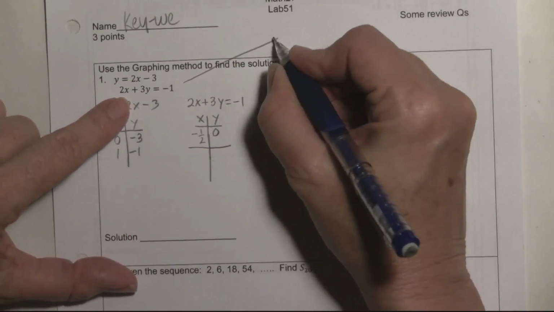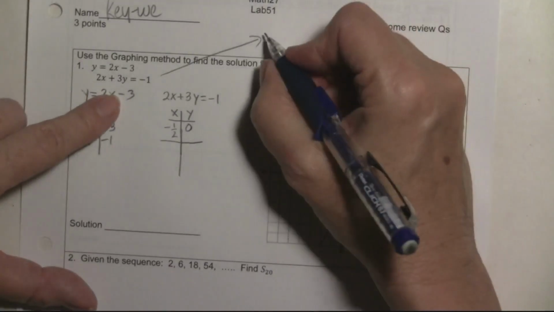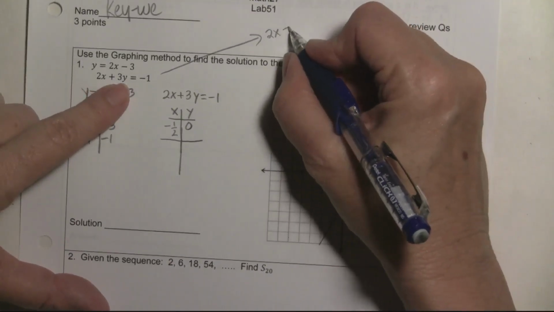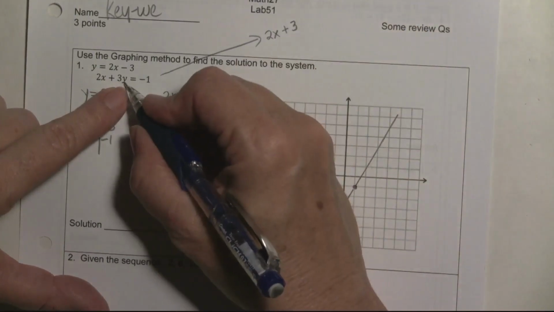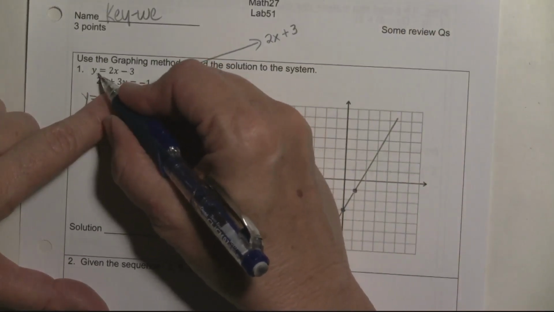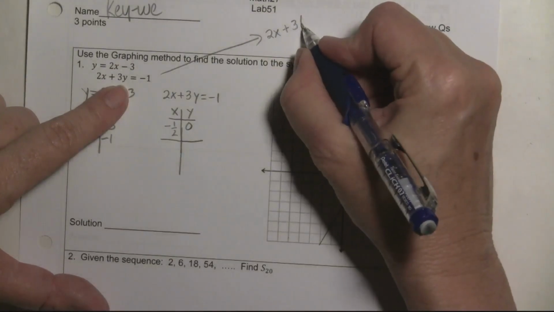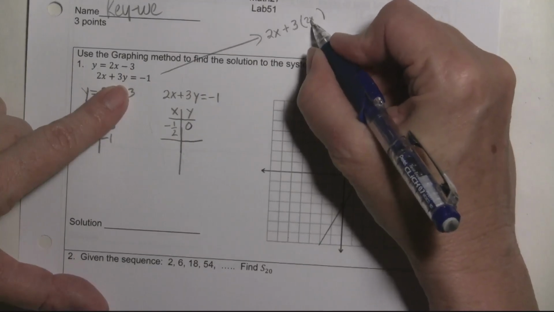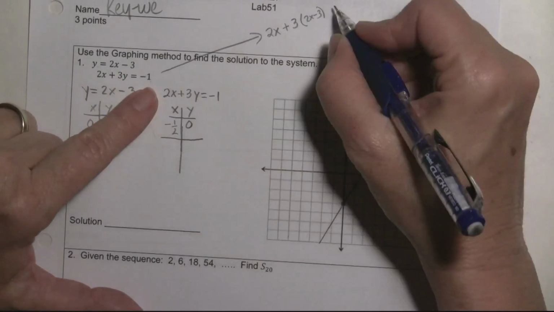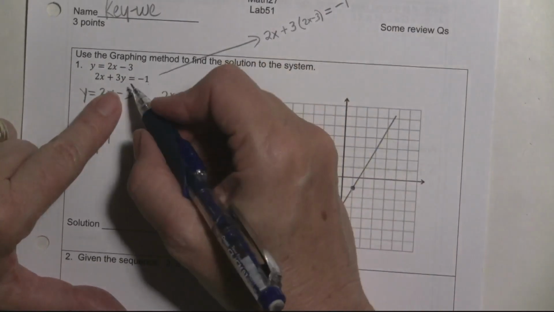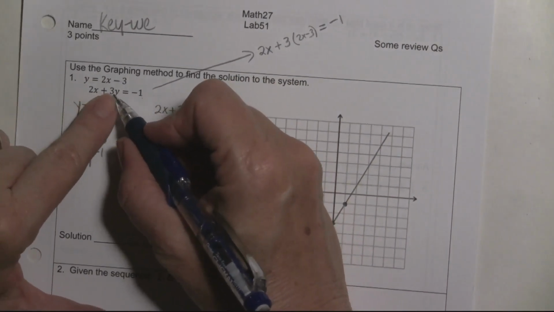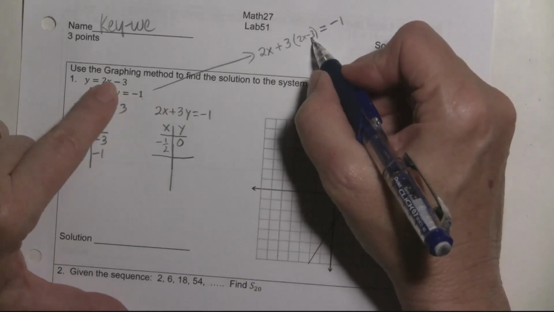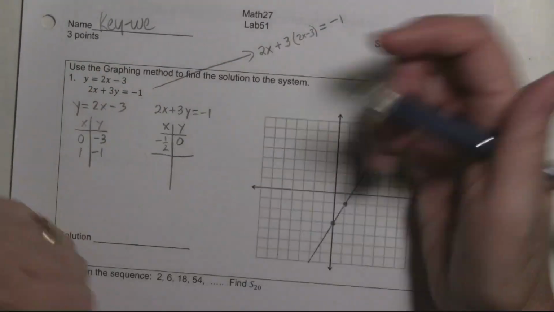I'd probably say, okay, let me use the substitution method. So it goes like this: 2x plus 3y. But instead of y, I want to say what y is equal to, because this one is solved for y. So I'm going to put parentheses right here, and I'm going to put in there what y was equal to: 2x minus 3 equals -1. So I still have this equation, 2x plus 3y equals -1, but I have the special way of writing y. So I blended the two equations together.